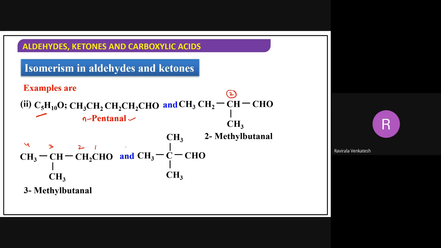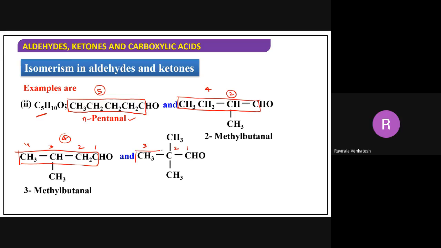Now we can show one more thing also. The two methyls we can put on the second carbon also. In this way also we can put them here. Now, if you observe here, one thing you have to observe in all the chain isomers. How many carbons are there in the parent chain? 5 carbons are there. Here? 4. Here? 4. Here?